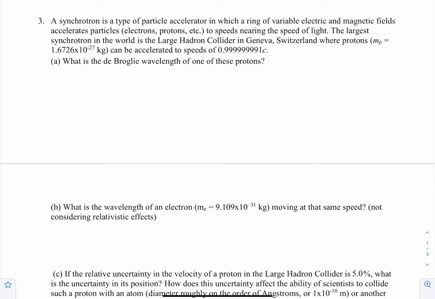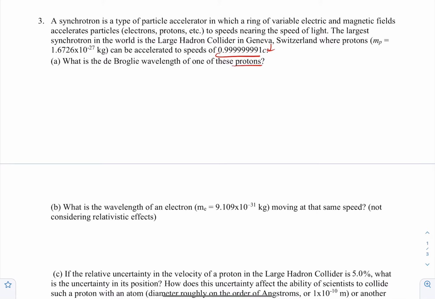The largest synchrotron in the world is the Large Hadron Collider in Geneva, Switzerland, where protons can be accelerated to speeds up to that speed times the speed of light. Okay, so pretty much 99.99999% of the speed of light. Okay, what is the de Broglie wavelength of one of these protons?